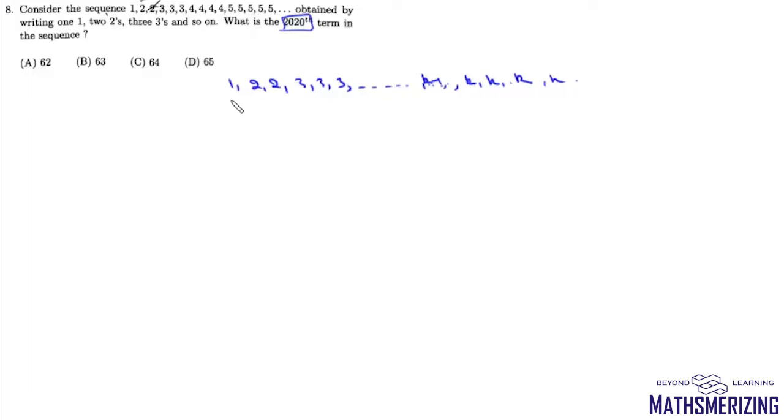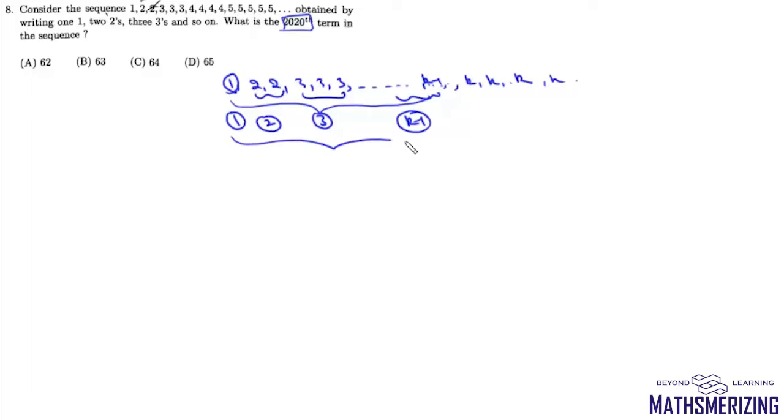Now if we count all the terms from 1 to k minus 1, we know that there is only one term containing 1, 2 terms containing 2, 3 terms containing 3, then up to k minus 1, there will be k minus 1 terms. So the total number of terms up to k minus 1 will be 1 plus 2 plus 3 plus up to k minus 1. And this value should be less than 2020. Now since the 2020th term lies in the block of k, it should be less than or equal to 1 plus 2 plus 3 up to k.